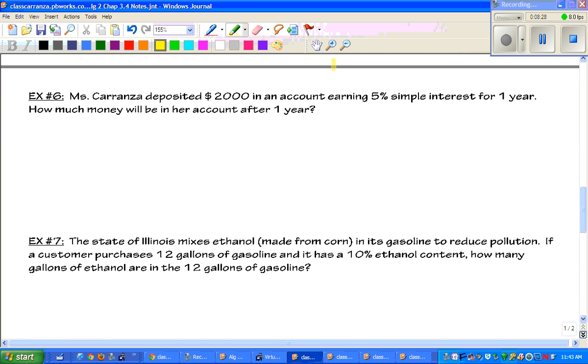Ms. Carranza deposited $2,000 in an account earning 5% interest for 1 year. And look at this, how much money will be in her account after 1 year? So we're doing the same thing as we did in the previous problem. Now, this one is going to be all up to you guys. Pause the video, go through, figure everything out. Remember to add at the end, and let's see what you get.